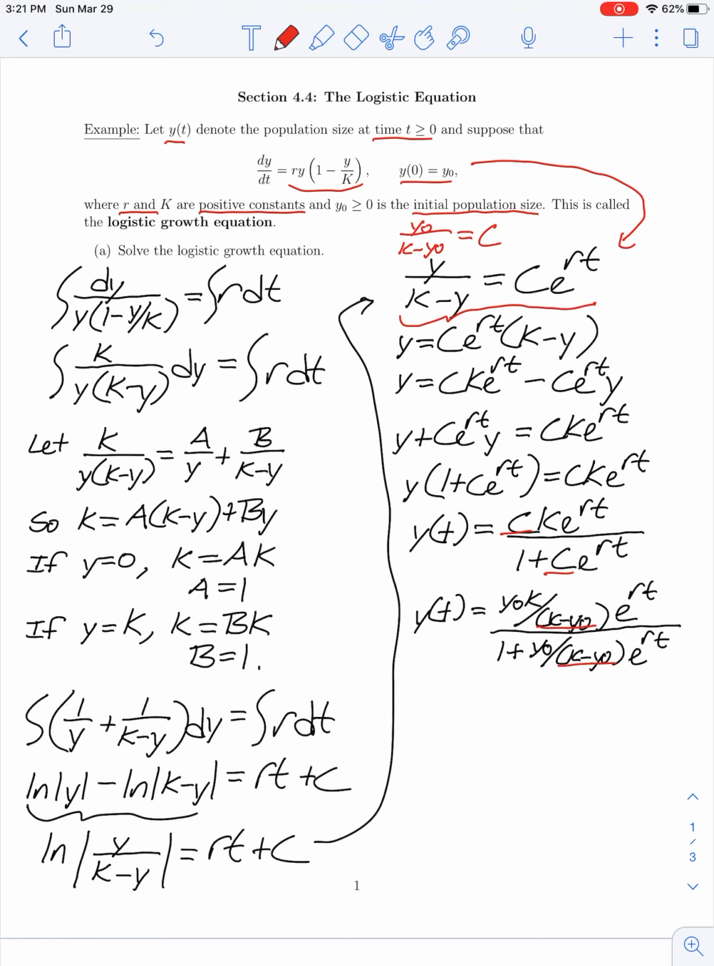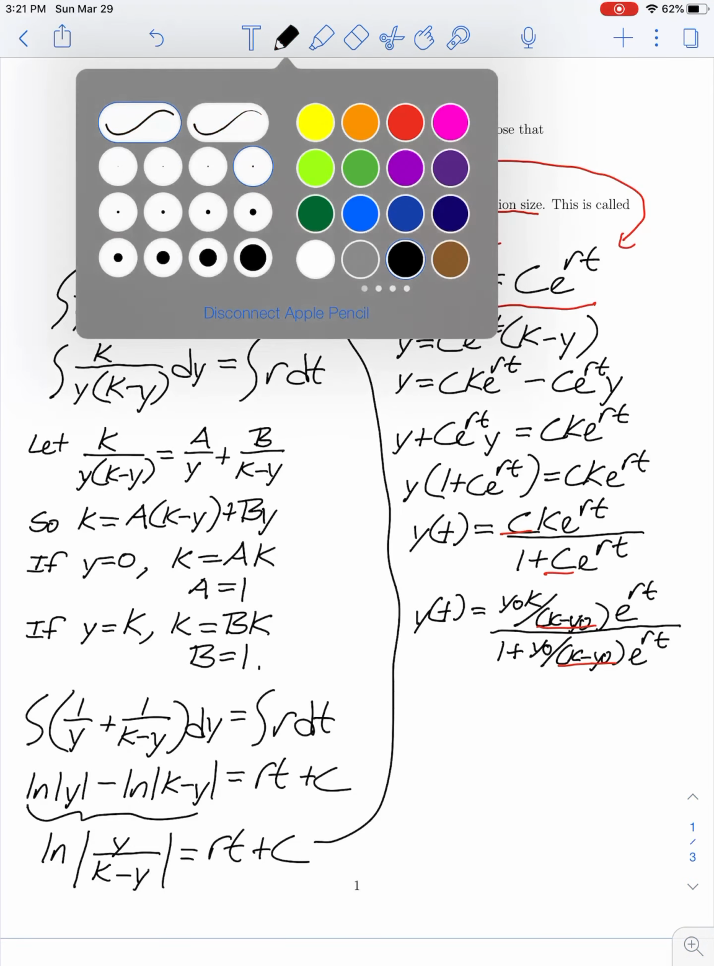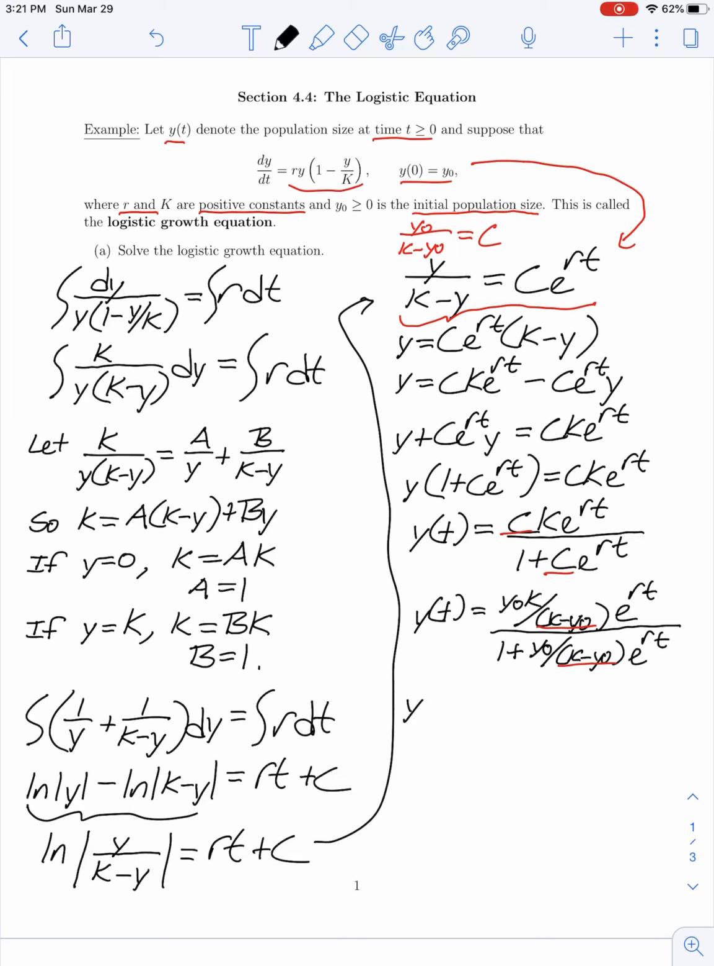So we can simplify this solution a little bit if we were to multiply our numerator and denominator by this common factor k minus y naught that appears in the numerator and denominator, and we're left with y of t is equal to y naught times k e to the rt all over k minus y naught plus y naught e to the rt.